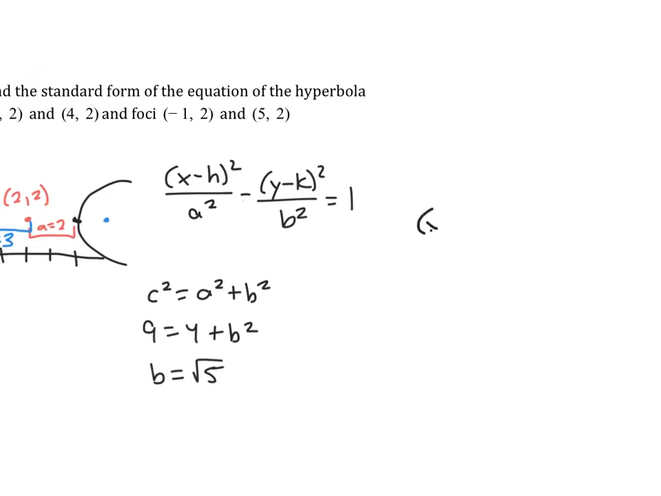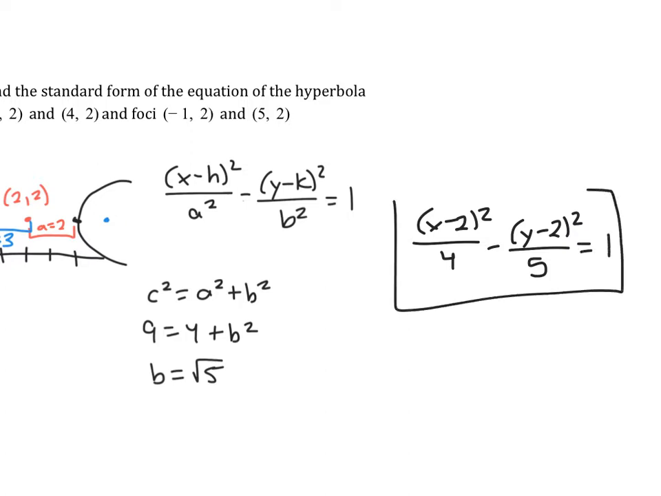We can say x minus 2 squared over a squared, so it's going to be 4, minus y minus k squared over b squared. Square root of 5 squared is just 5. And then we say equals 1. There you have it.